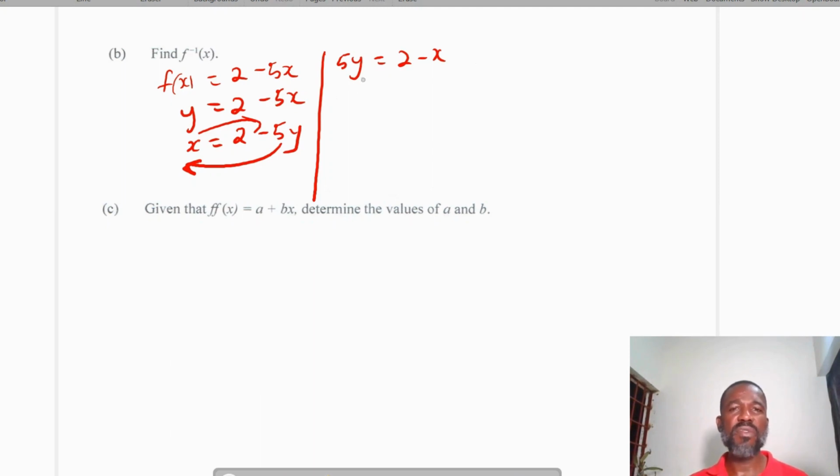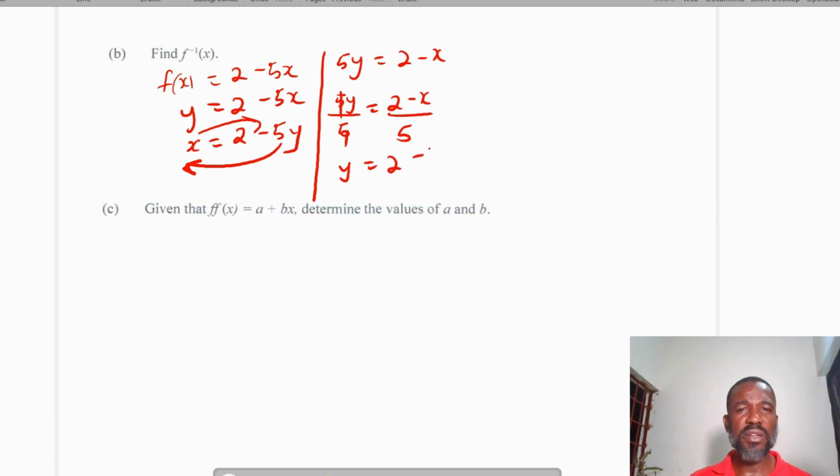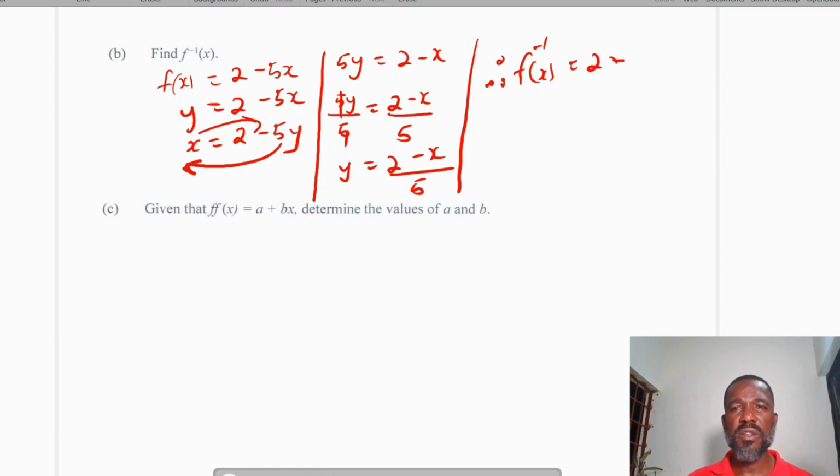Because we have 5y equal to 2 minus x, we have to get rid of this 5. Okay? How do we get rid of the 5? Because we want to make y the subject, we're going to divide both sides by 5. So if I divide both sides by 5, 5 will cancel 5 on the left hand side. So y is equal to 2 minus x over 5. Therefore, what can we conclude? We can conclude that f inverse of x is equal to 2 minus x over 5. So that's the inverse of the function f.